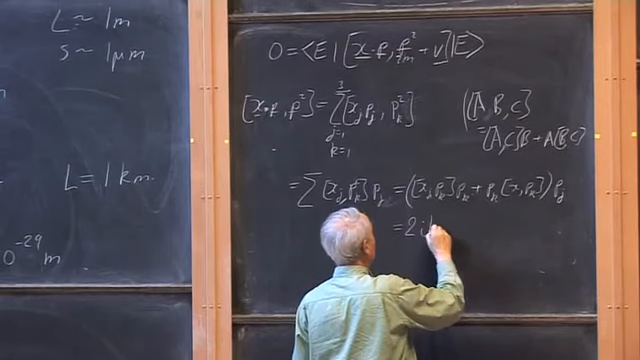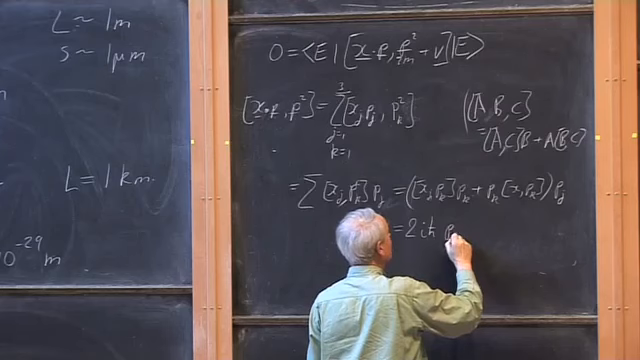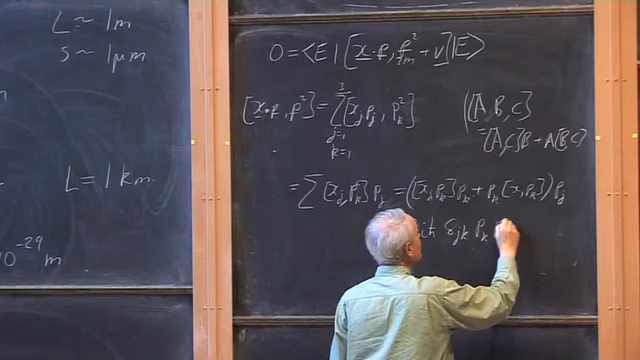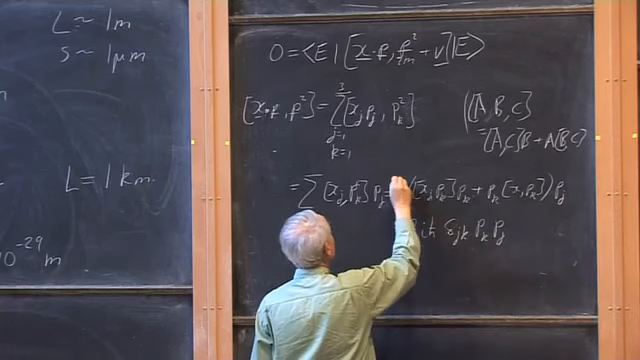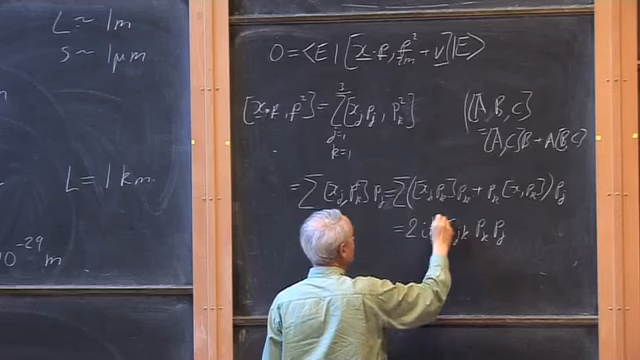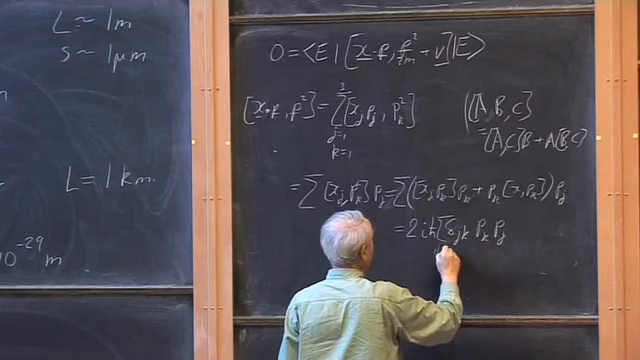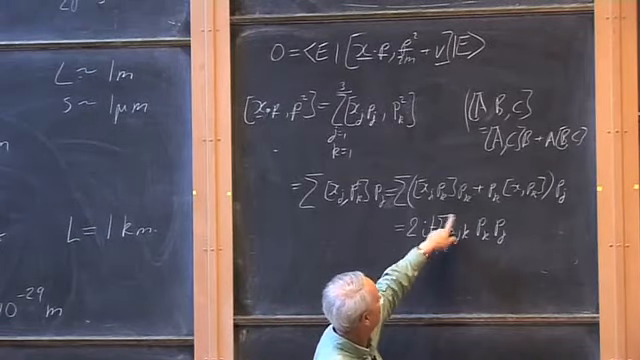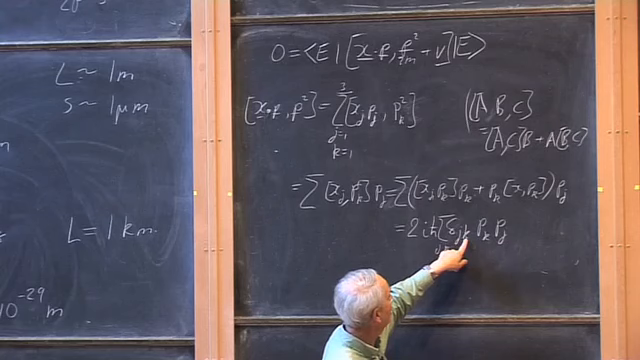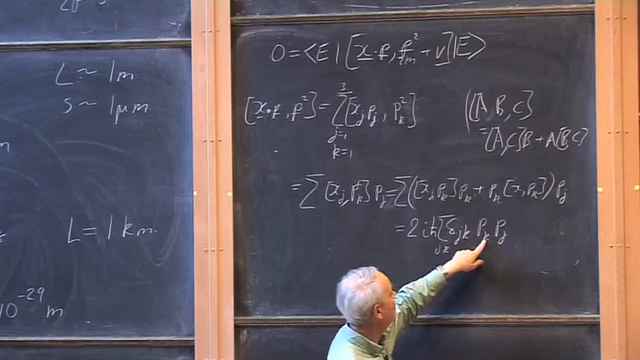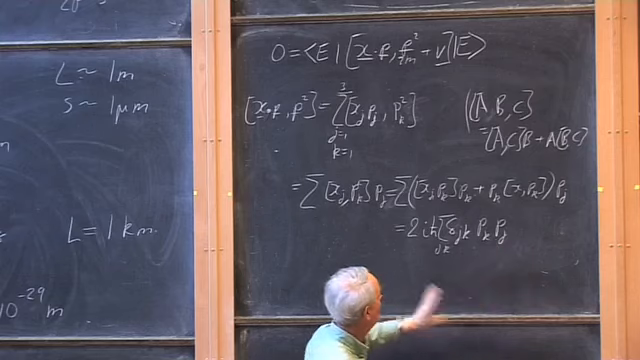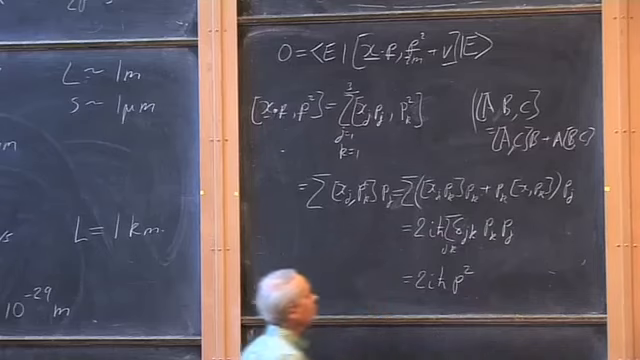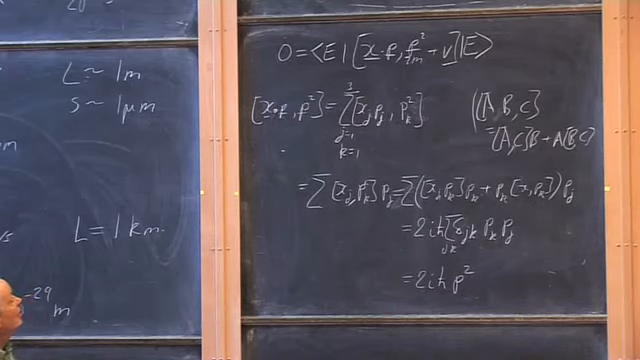This becomes 2 i h bar delta jk times pk times pj. And I'm sorry, I've lost track of the sum sign. Here we have a sum sign. We're summing over j and we're summing over k. Sum over j, and you get nothing because of this delta jk unless j is equal to k. So this becomes pk, pk summed over k. But pk, pk summed over k is the same thing as p squared. So this is 2i h bar p squared. That's what the commutator is of x dot p with p squared.